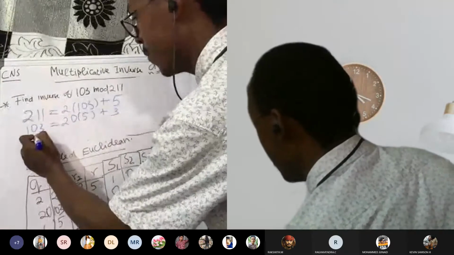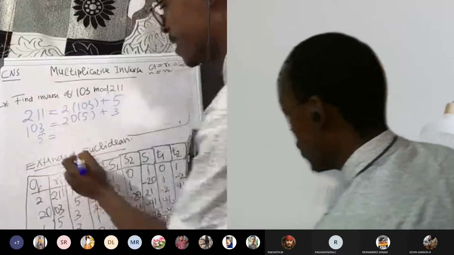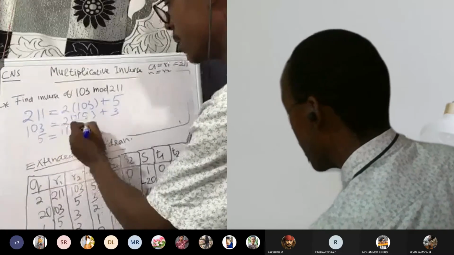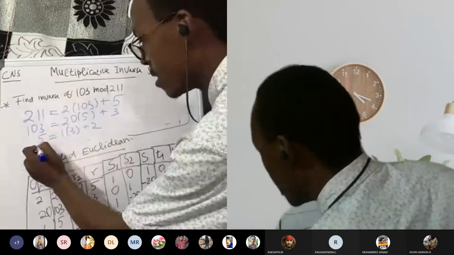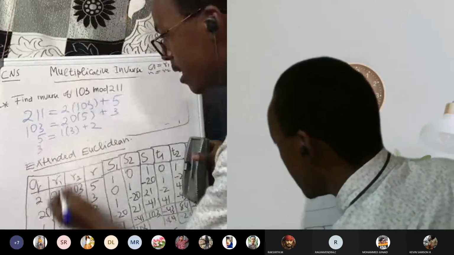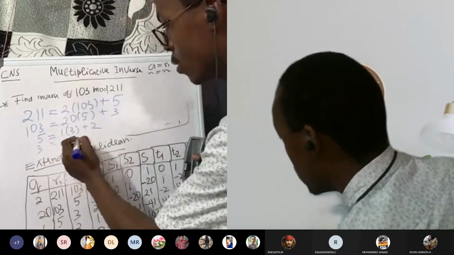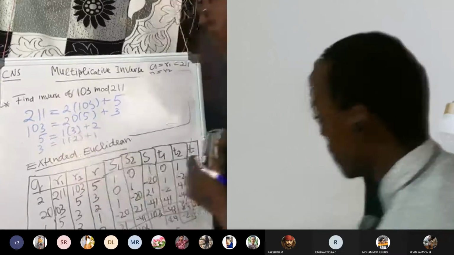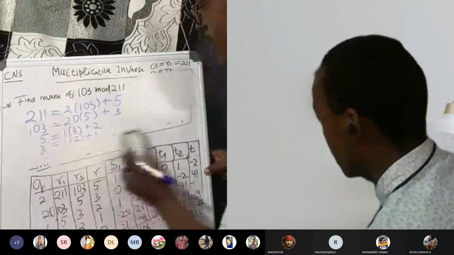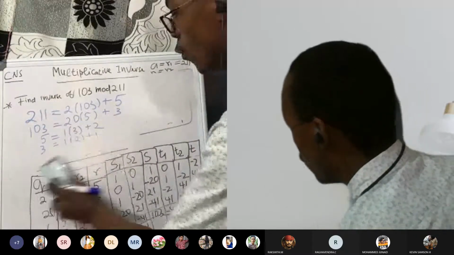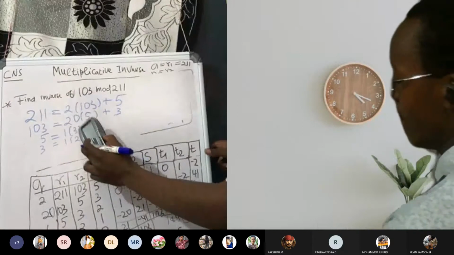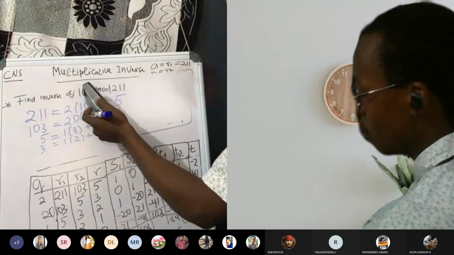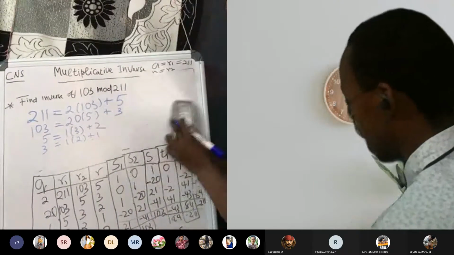Now 5 is equal to what? 5 is equal to 1 into 3 plus 2. Okay, now 3, the last one, 3 is equal to 1 into 2 plus 1. This is the value of what? This is the GCD of our two integers which we have here, two positive integers.